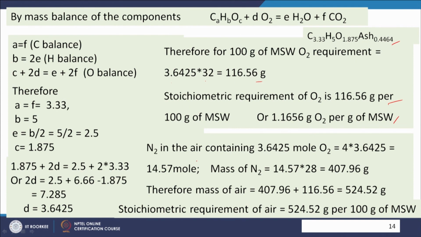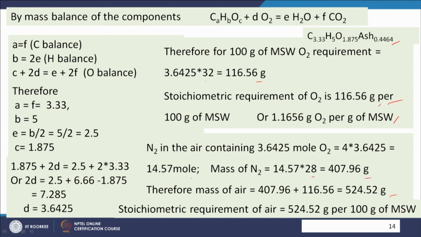Now, nitrogen in the air containing 3.6425 moles oxygen, that is equal to 4:1 ratio. So, 4 into 3.6425. So, that is equal to 14.57 mole. So, mass of nitrogen will be this into 28 molecular weight. So, 407.96 gram. So, this is the nitrogen and this is our oxygen. So, we are getting the mass of air is equal to 407.96 plus 116.56, that is equal to 524.52 gram. So, stoichiometric requirement of air is equal to 524.52 gram per 100 gram of MSW.